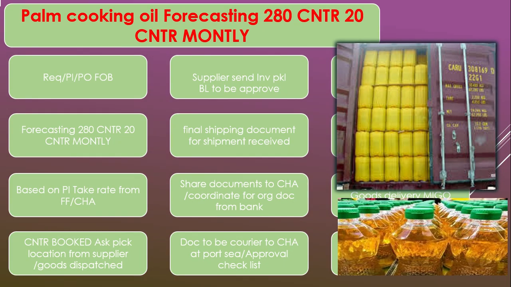And today in this session we will understand the import process with the example of palm oil, which is used for cooking in India. We have a forecast of 280 containers, and monthly it is 20 containers. So how can we import these containers from Malaysia? We will try to understand in this session.